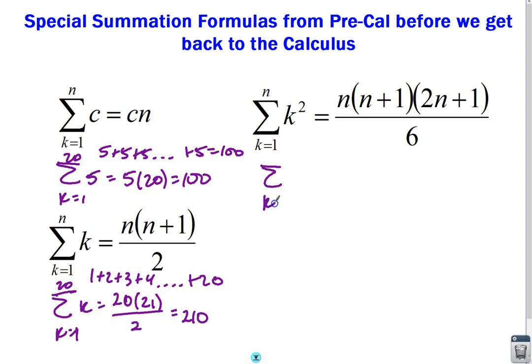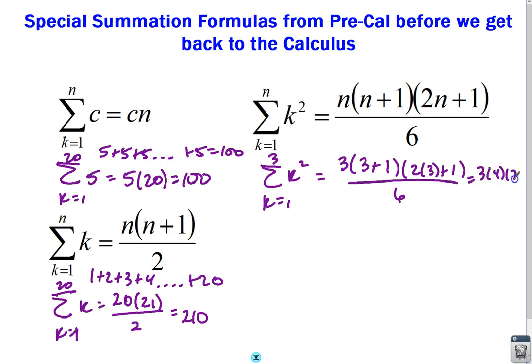For example, if I just did k equals 1 to 3 of k squared, okay? Now, technically, since I'm only doing 3 terms, I could, if I wanted to, just say 1 squared plus 2 squared plus 3 squared. But for the sake of argument for this particular example, I'll go ahead and plug in n. So 3 times 3 plus 1, 4, times 2 times 3 plus 1, 7, all over 6. And so this becomes 3, 4, 7 over 6. And that reduces to 14, okay?